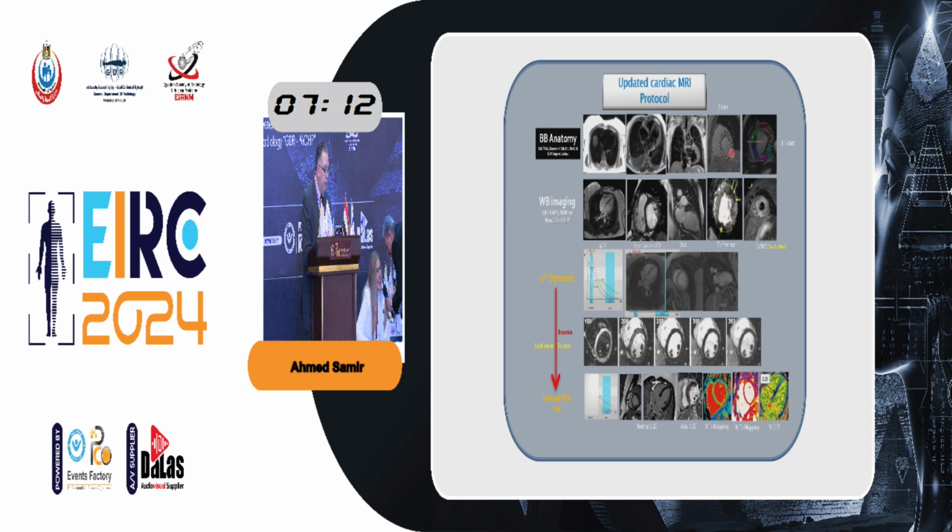So we start with some black blood imaging, then some white blood imaging in short axis and 4-chamber view. Then we inject contrast. We wait 10 minutes, and we go for the late gadolinium enhancement cuts. What is very important are the T1, T2, and ECV cuts.